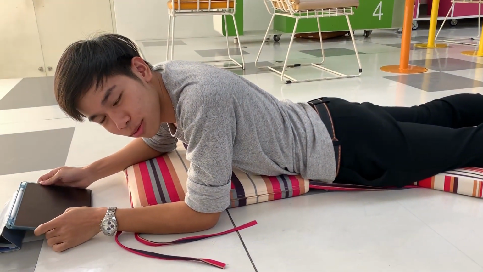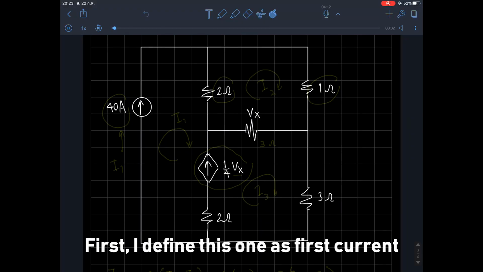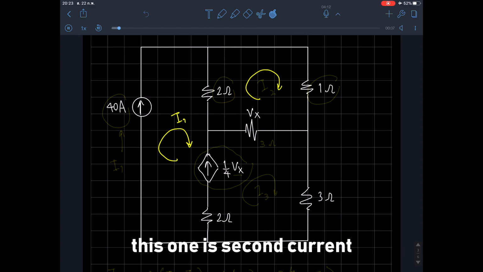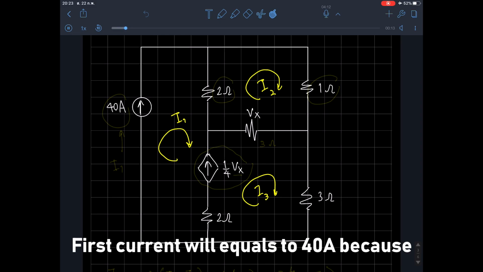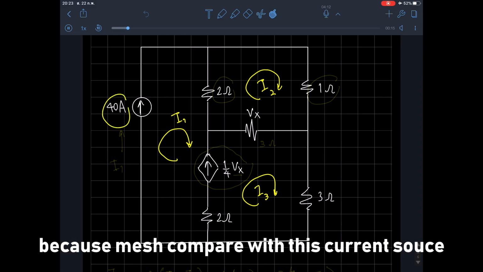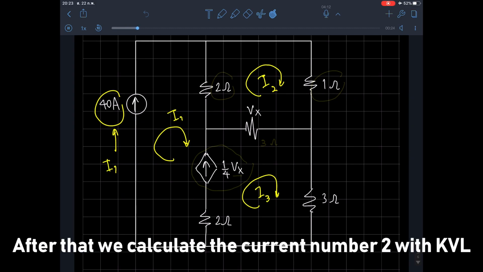Let's go to the next problem. First, I define this one as the first current, this one as the second current, and this one as the third current. The first current will equal 40 amperes because this one is a current source. After that, we calculate current 2 by using KVL.